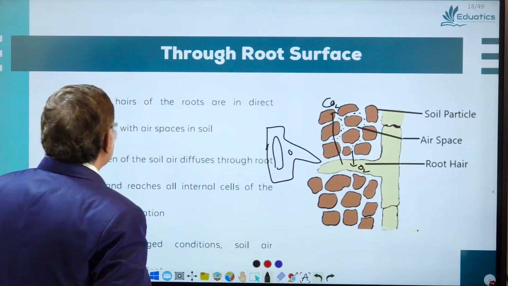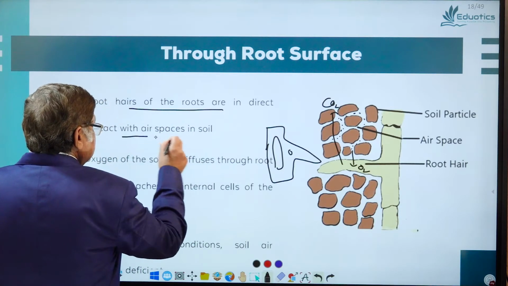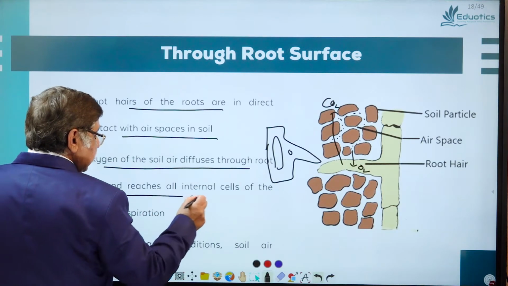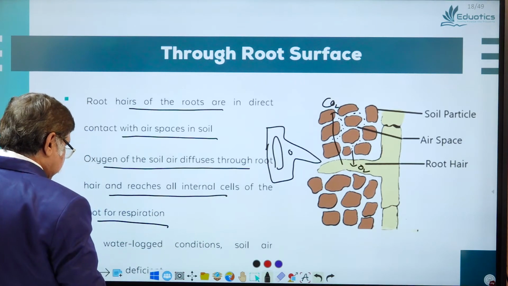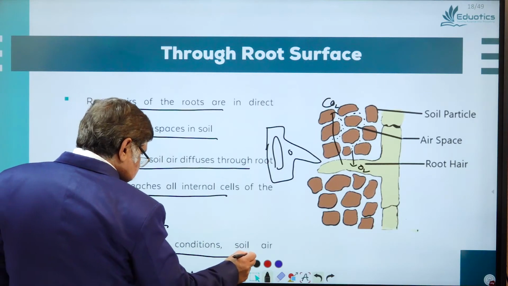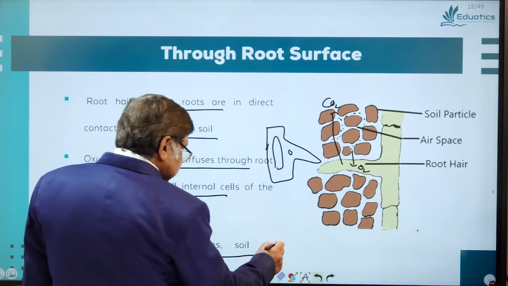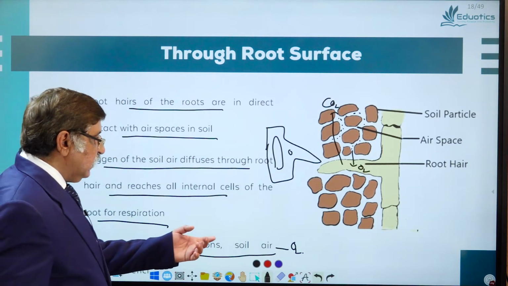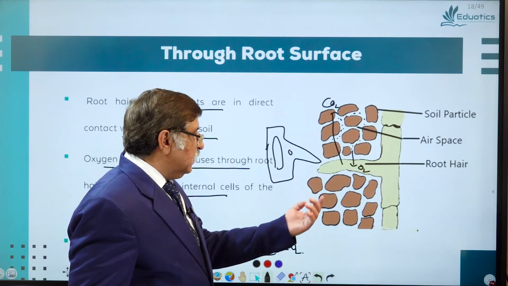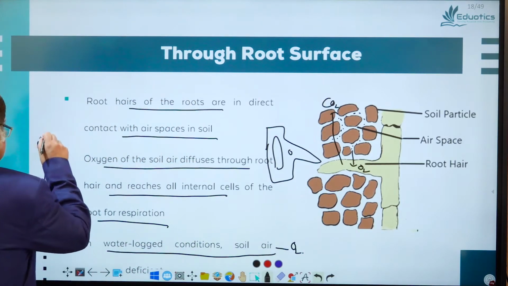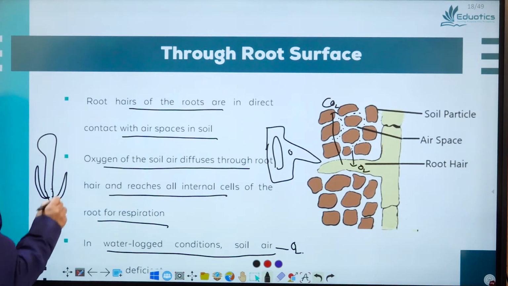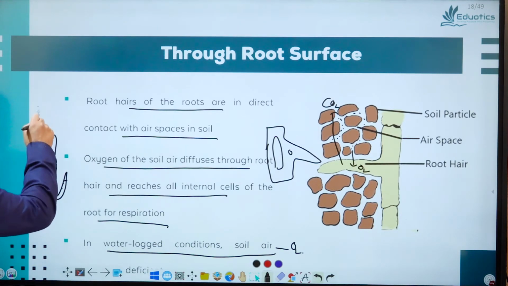So you can very well see root hairs are in direct contact with air spaces in the soil. Oxygen of the soil diffuses through the root and reaches all internal cells of the root for respiration. In waterlogged conditions, the soil air is deficient in oxygen. So that is why, due to the deficiency of oxygen, the roots many a time come out. This you will study in higher classes. And they will have pores for breathing. These are known as pneumatophores.